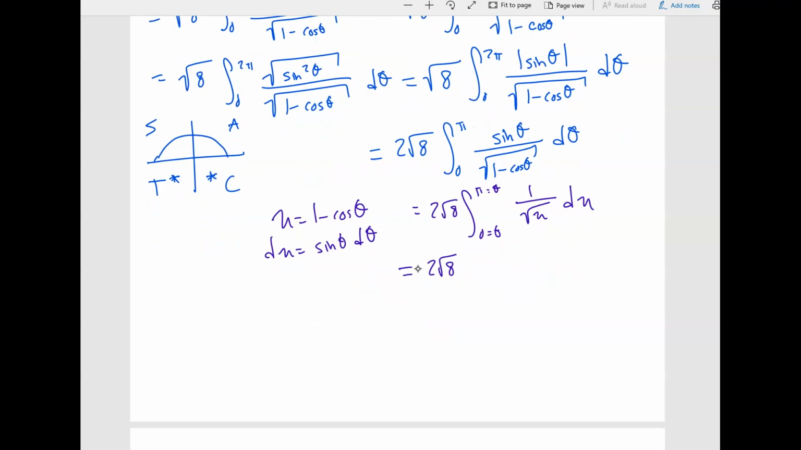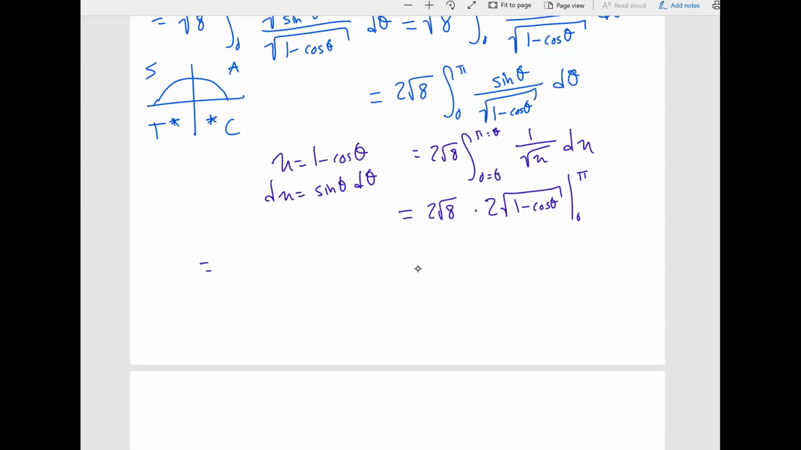So if I do this, you're going to have 2 square root of 8 times 2 square root of whatever u was, which was 1 minus cosine of theta. And this is going to be from 0 to pi. So you're going to be left with 2, oh, that's going to be 4. 4 square root of 8, then times square root of 1 minus cosine of pi, minus square root of 1 minus cosine of 0.